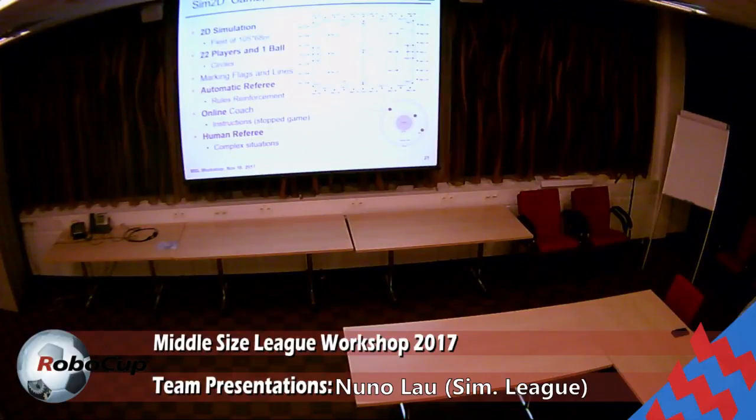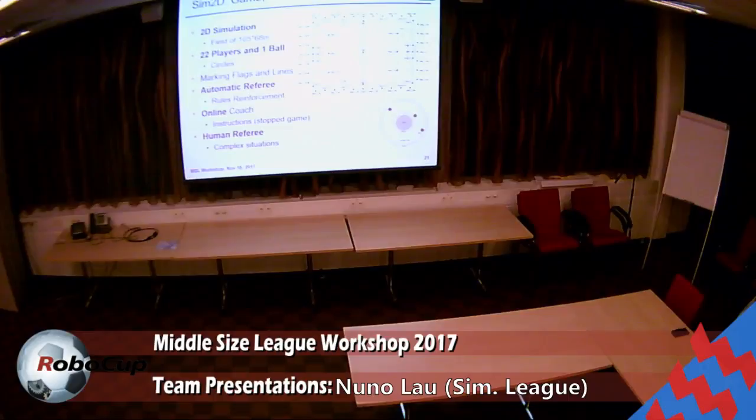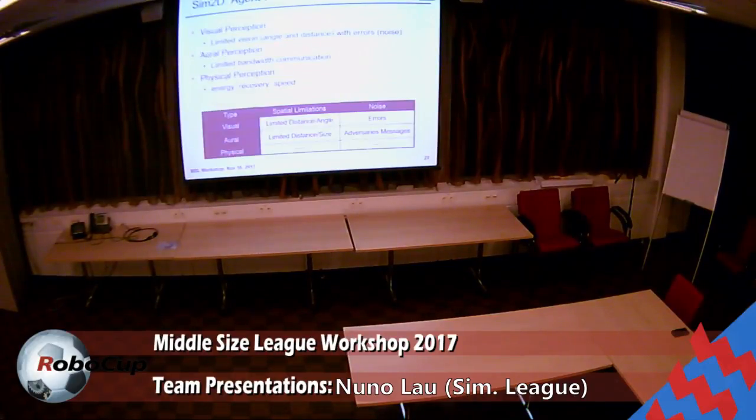So the field is like this. You can see some posts that are around the field in order to localize. You have an automatic referee, you have an online coach that can give instructions when the game is stopped, and you also have a human referee for complex situations. But the model is very, very abstract. For example, a player can kick the ball if the ball is within a certain distance. And when the ball is within that distance, you can kick the ball in any direction. So the ball can be behind you, and you can kick the ball forward, which would be quite hard for a physical implementation to do.